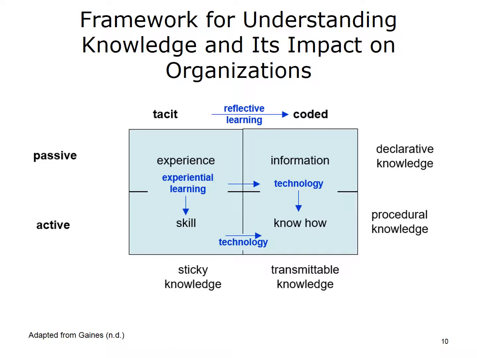Importantly, active coded knowledge, lower right quadrant, is coded knowledge in action, i.e., know-how that can be transmitted to others. Moving back to the left, in the lower left quadrant, lies skill. Skill is tacit, active knowledge. It is the alternative to coded knowledge. Skill is sticky knowledge, i.e., it comes and leaves with individuals.